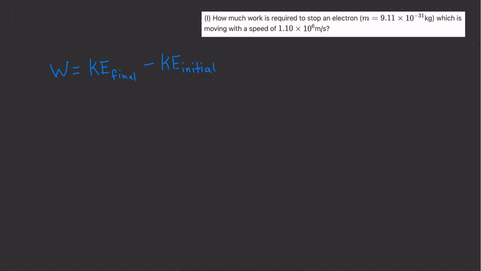Now, what's special about this problem is that we want to bring the electron to a complete stop. And any object that is at a complete stop or has zero velocity will have zero kinetic energy. So the final kinetic energy will just be 0. So it's going to be 0 minus the initial kinetic energy. So what's going to happen is we're going to have some negative work here because we're bringing an object that was in motion down to no motion. All right, so our answer is going to be whatever value we get for our initial kinetic energy, but with a minus sign in front.